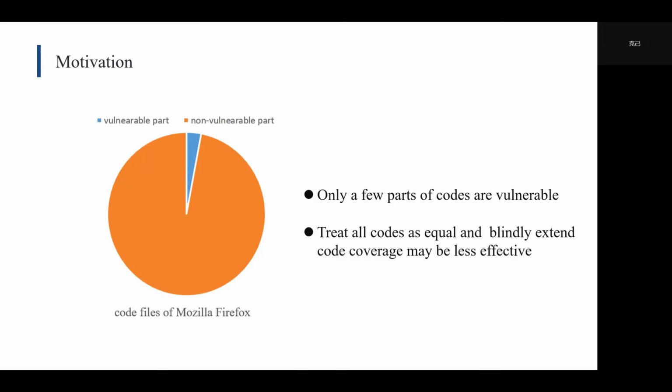There are still existing challenges to CGF. Here we discuss the motivation of the proposed method. First, most of the covered code in a program may not contain bugs. For example, Shane pointed out that only 3% of the code files of Mozilla Firefox are vulnerable. Therefore, treating all code as equal and blindly extending code coverage may be less effective.